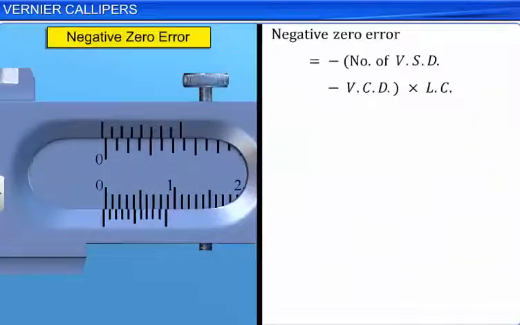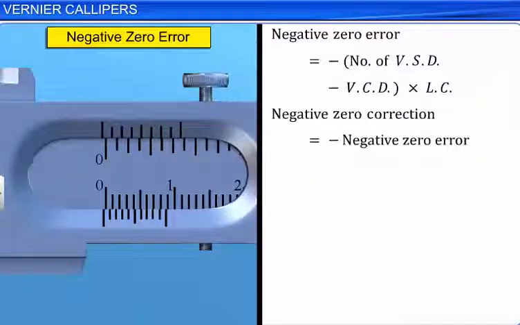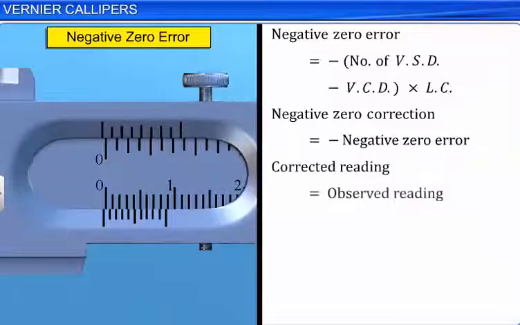The negative zero error is equal to minus of (total number of divisions on the vernier scale minus vernier coinciding division) into least count. The correction for a negative zero error is minus of negative zero error. To get the correct reading, the correction should be added to the observed reading. Thus, the corrected reading is equal to observed reading plus negative zero correction.